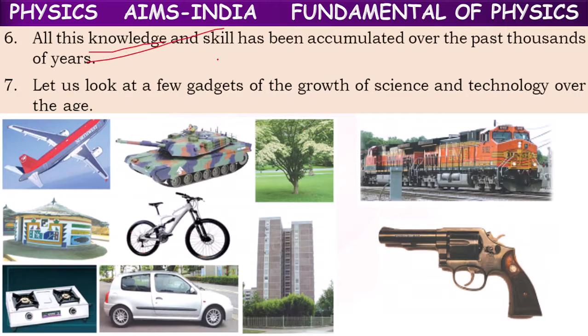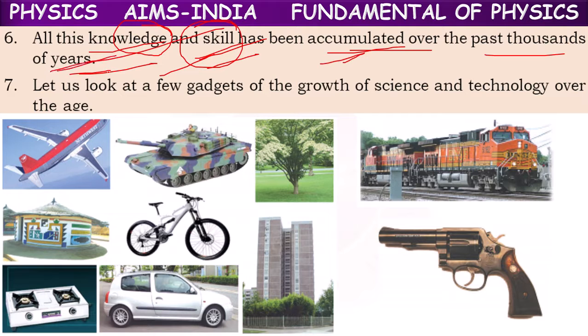So all this knowledge and skill has been accumulated over the past thousands of years. This development of instruments or new kinds of technology has been happening over the past thousands of years. A few gadgets here show the advancement of science and technology over the past 1,000 years, or from long ago, like the aeroplane.